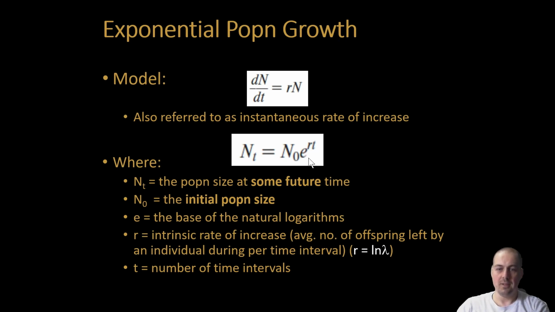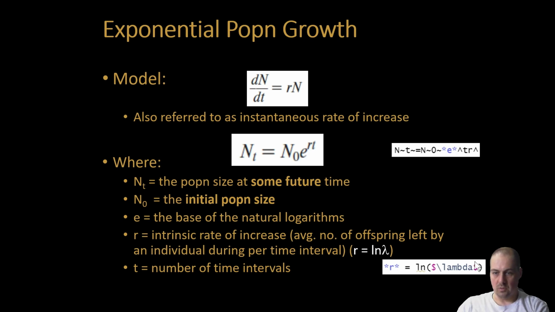e is the base of your natural logarithm. r is your intrinsic rate of increase, and t is the time interval that you're looking at. I will mention that r, your rate of increase for exponential growth, can be related to lambda, which is your growth rate for geometric growth, by this equation here. And this will be useful in your lab this week. Speaking of your lab, this is what this equation will look like in your R script. And also in R, this equation will look like this.